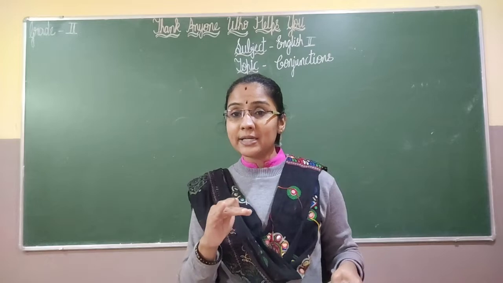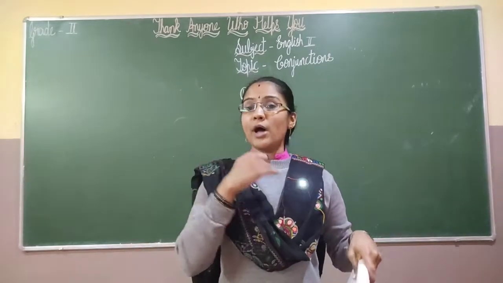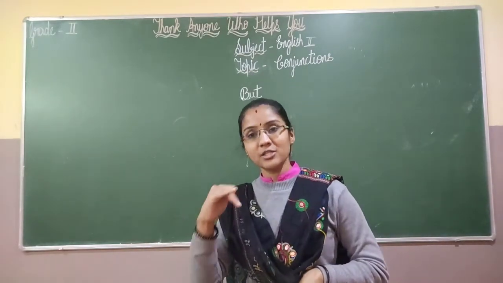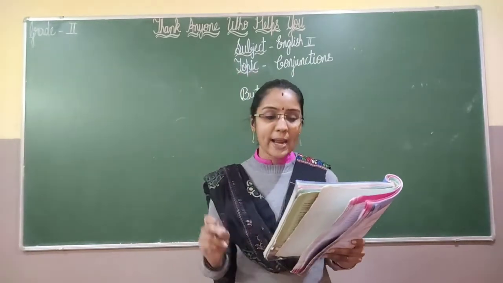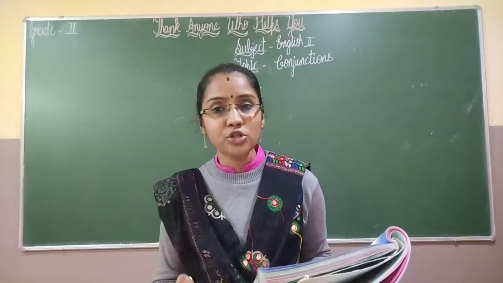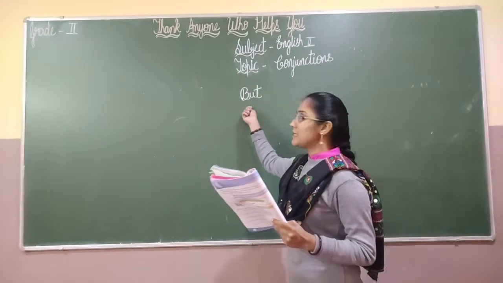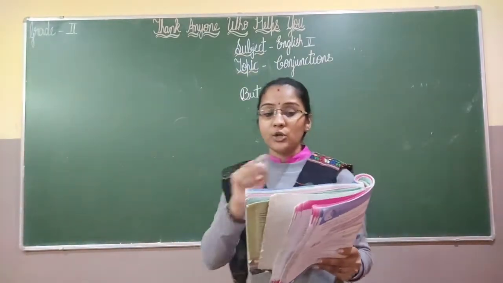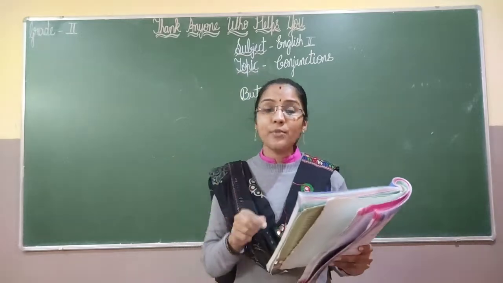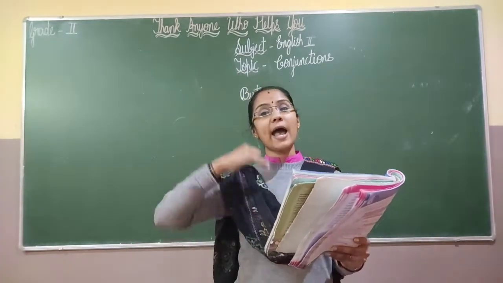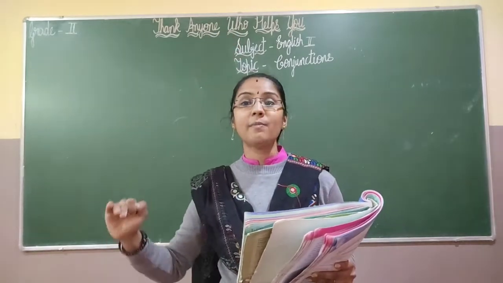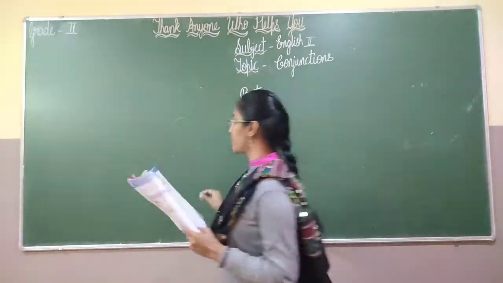So what can you see here? You can see the difference. So I am tall, my brother is short. This we call a difference. So I am tall, my brother is short. So how do we put "but" inside this sentence? You can see, children. I am tall, but my brother is short.